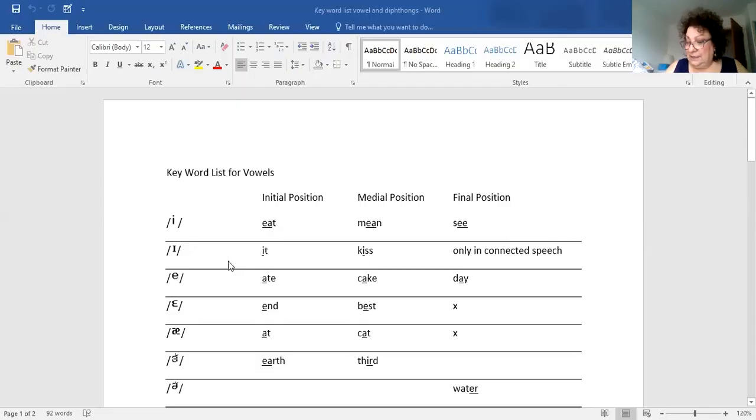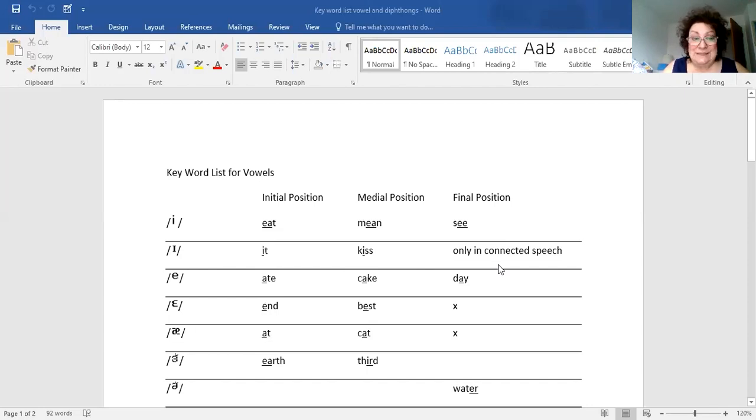The next word on our list, and that's page 153. The next sound we have is on page 155. It almost looks like a capital I, but it has nothing to do with that. It is the sound of I, as in "it" and "kiss," and I'll explain what final position means.